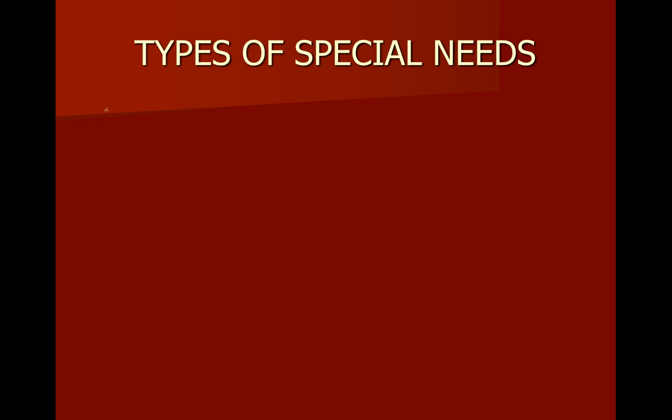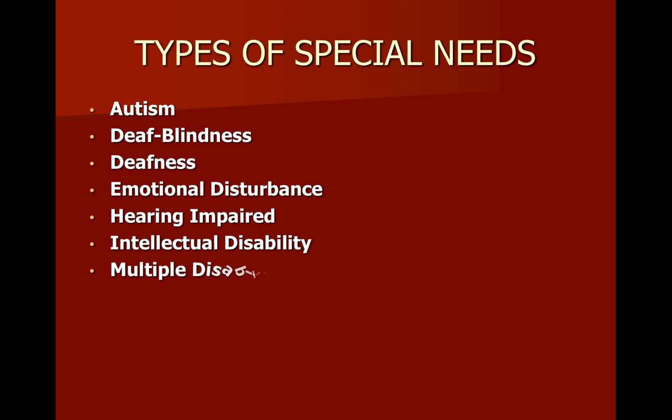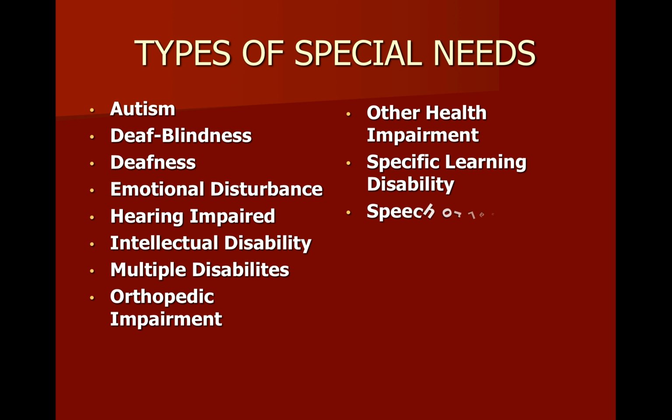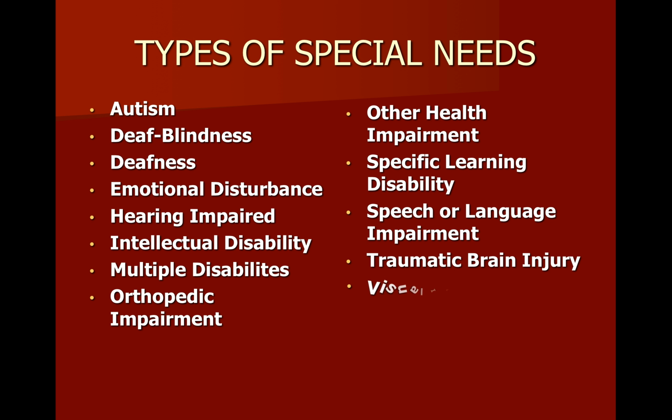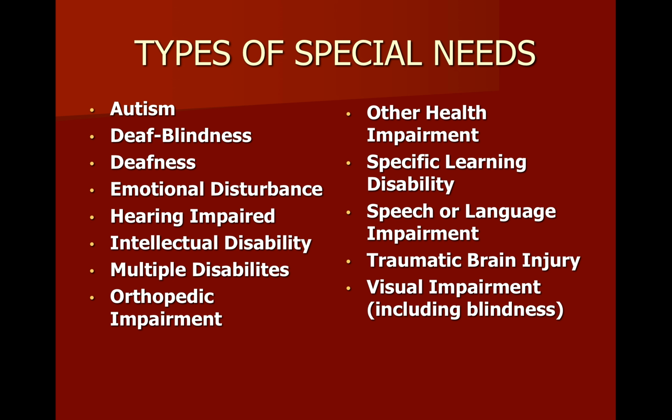All right, so types of special needs. There's autism, deaf-blindness, deafness, emotional disturbance, hearing impairment, intellectual disabilities, multiple disabilities, orthopedic impairment, other health impairments, specific learning disabilities, speech or language impairment, traumatic brain injuries, and visual impairment, which includes blindness. So all these are just different types of special needs.